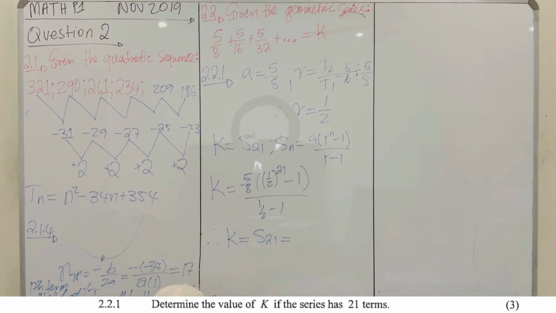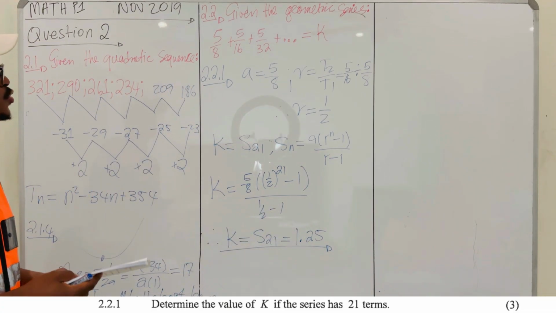So let's go and find the answer to that and see what we get. If you punch that in, it's going to be 5 over 8 into 1 over 2, all raised 21 minus 1, all over 1 over 2 minus 1. So you get that your k is equal to 1.25. There is your k. Now we move.